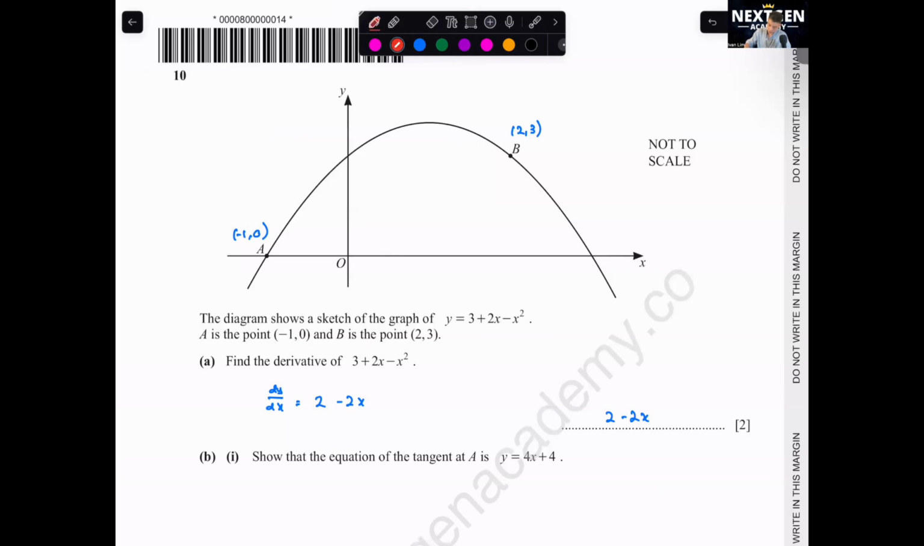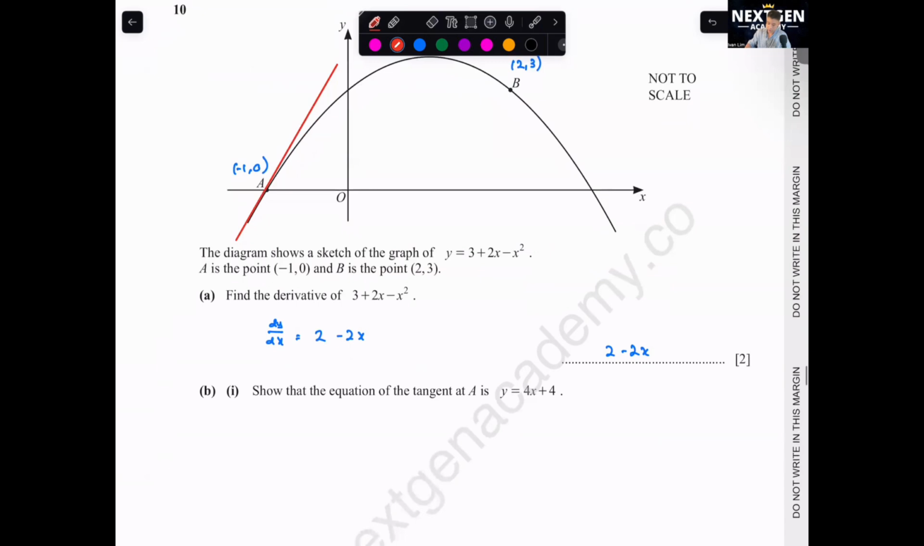Okay, so the equation of the tangent at A. Tangent means this line that touches A. What we need to consider here is the gradient first. The gradient is calculated by using dy over dx, because dy over dx is the gradient function. So we're going to substitute x equals -1 into this dy over dx.